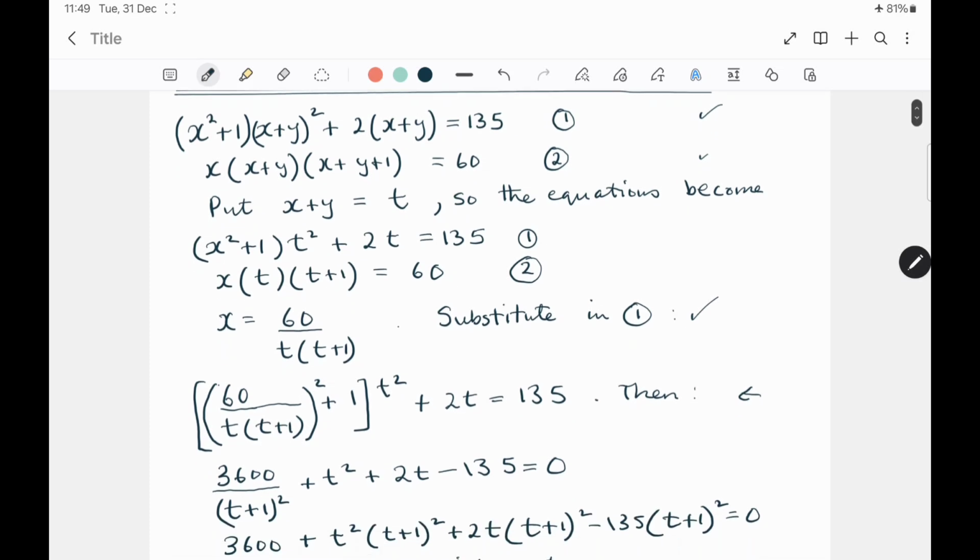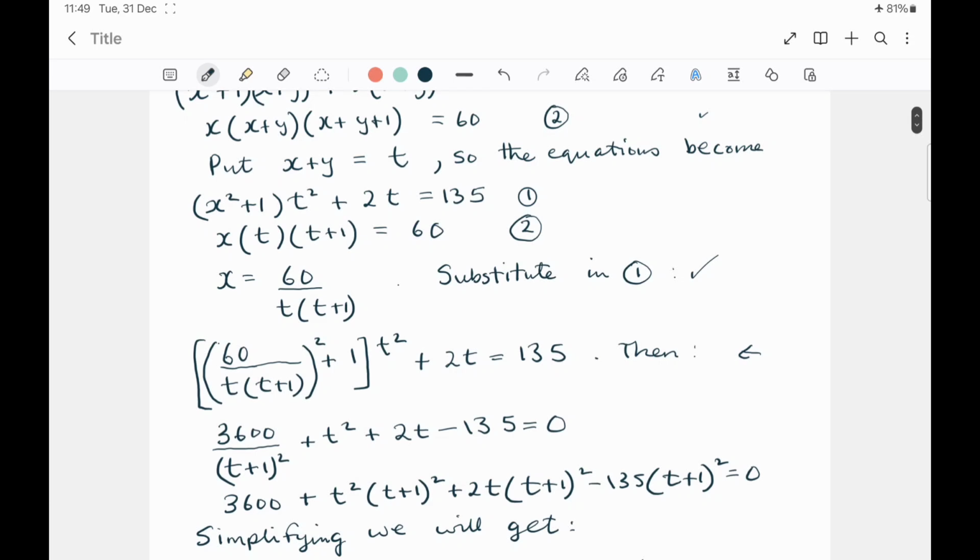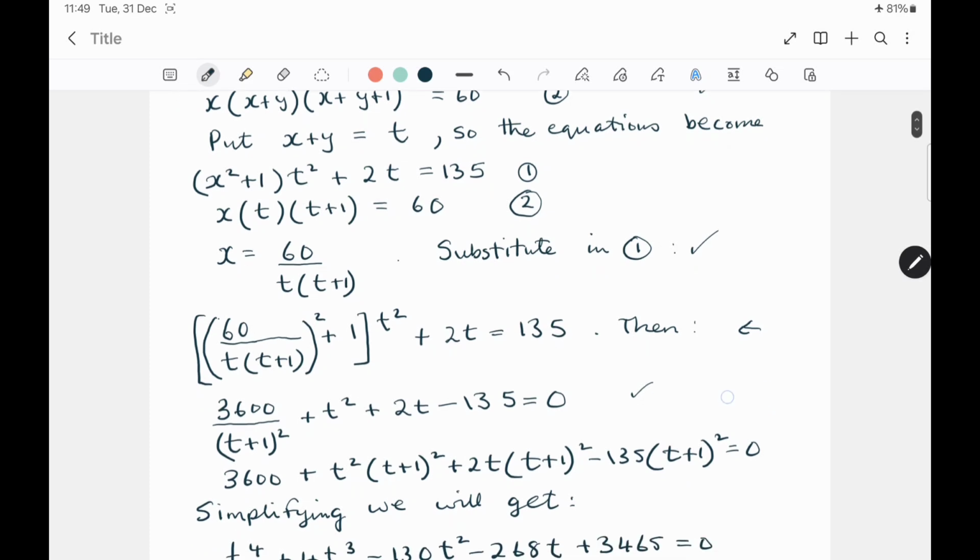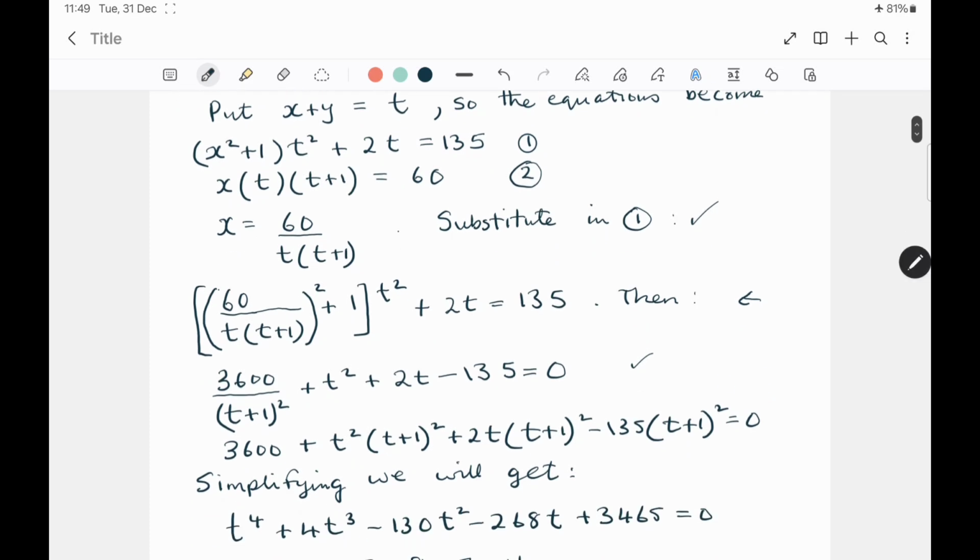The next step is just simplifying all of that, which comes down to 3,600 over (t plus 1) all squared plus t squared plus 2t minus 135 is 0. And multiplying up by (t plus 1) squared, we get this line here: 3,600 plus t squared times (t plus 1) all squared, plus 2t times (t plus 1) all squared, minus 135 times (t plus 1) all squared.